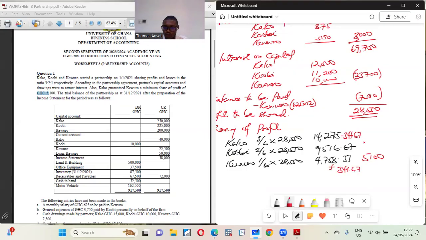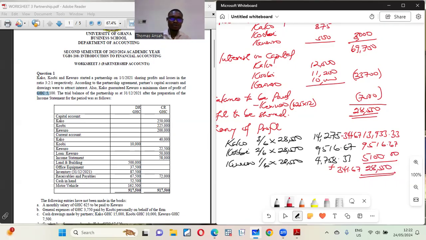So as for Kobe, he is safe. So he has 9,516.67, right? All right. And as we have taken this figure from Kako's own, what will be his? When we deduct, I'm having 13,933.33. So this one is 0.00. So we total together, we have our 28,550. So we balance it up like this.